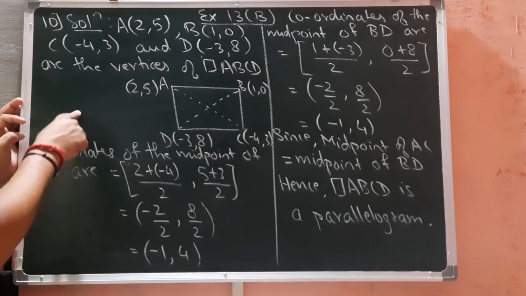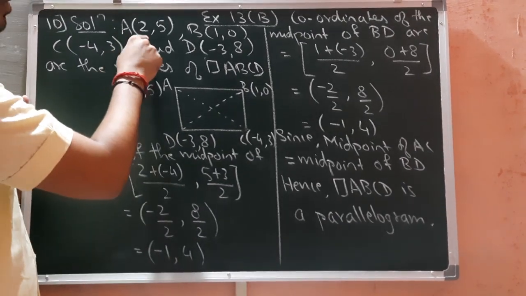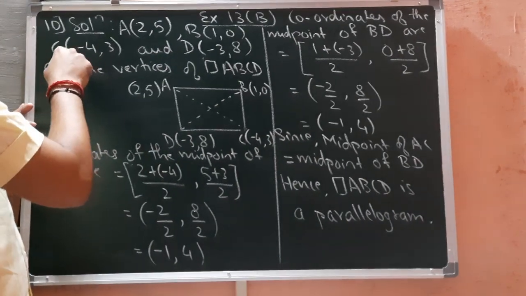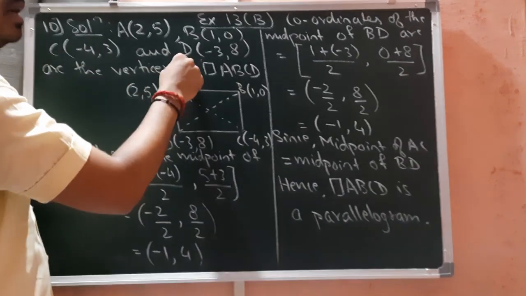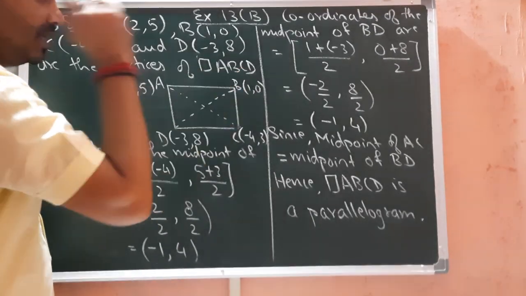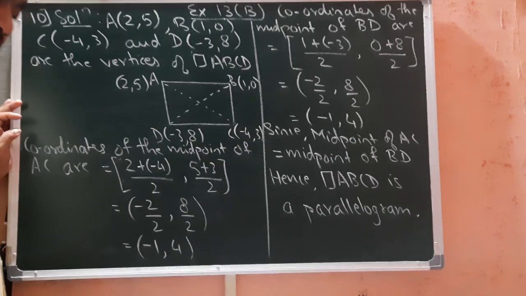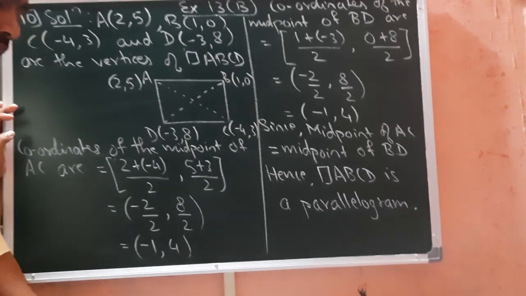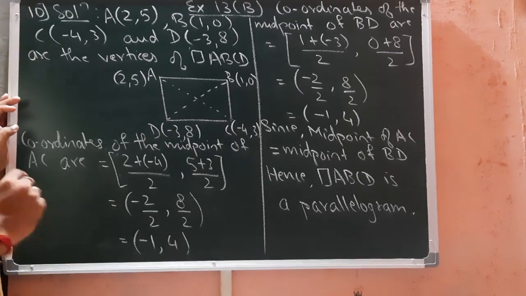Question number 10. Coordinate A (2, 5), coordinate B (1, 0), coordinate C (-4, 3) and D (-3, 8) are the vertices of quadrilateral ABCD. Now they are telling you to find the coordinates of the midpoints of AC and BD. Give a special name to the quadrilateral.